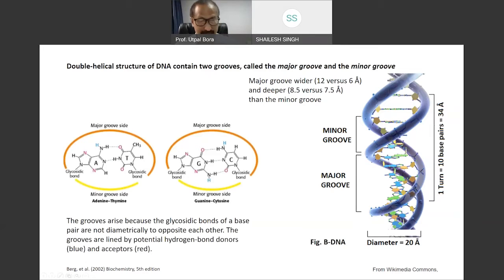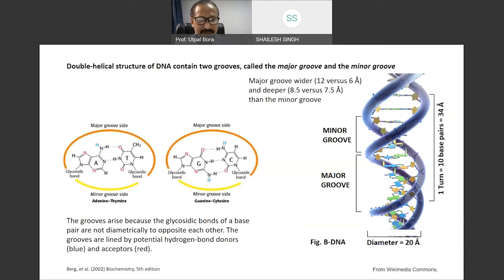So why do these grooves arise? They arise because you can see the glycosidic bond on the left side and on the right side of these base pairs. So these glycosidic bonds of a base pair are not diametrically opposite to each other. So these grooves result as an outcome of this kind of arrangement.